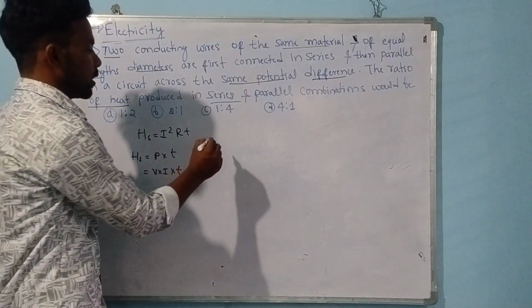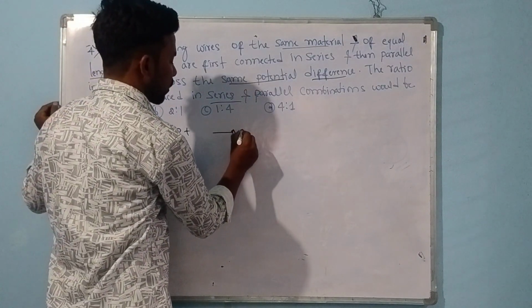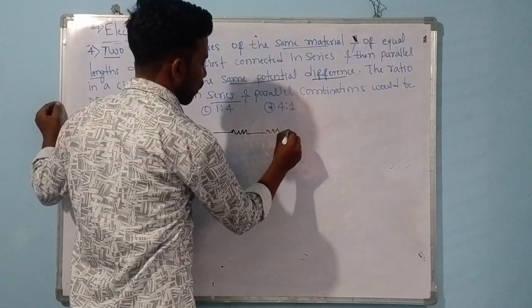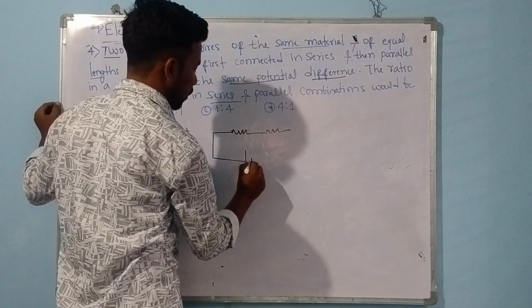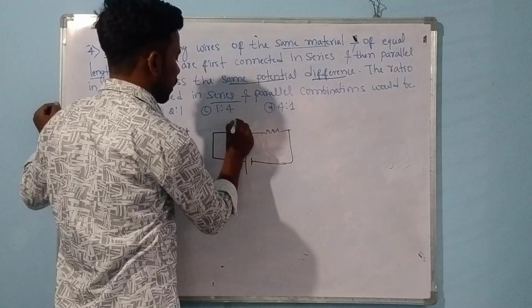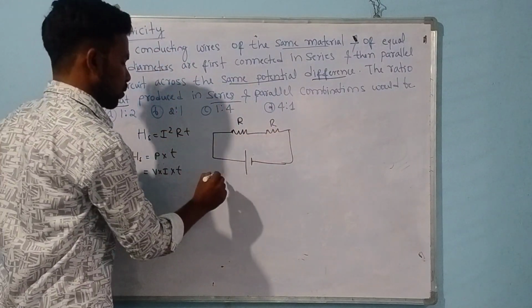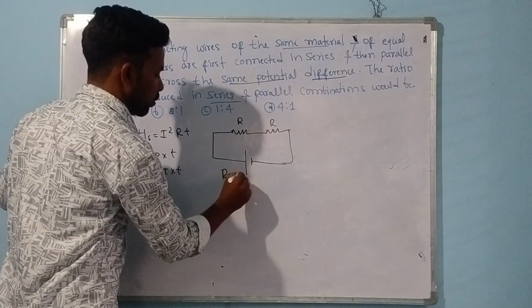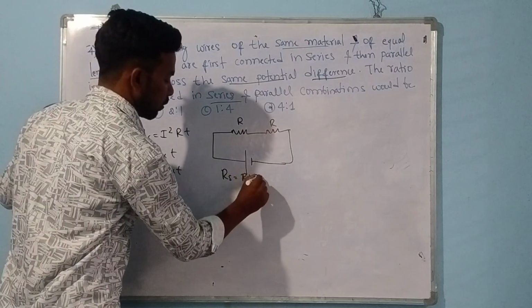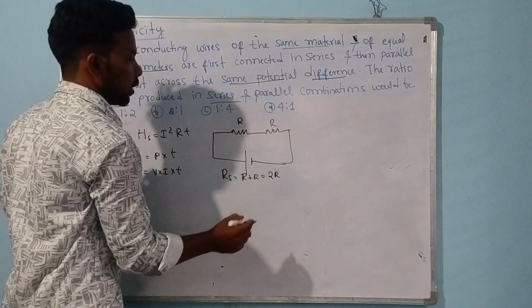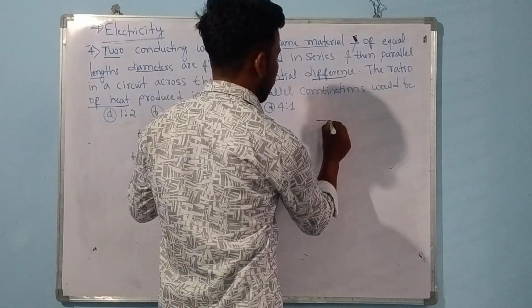So the first condition is series connection. In series, R equivalent is equal to R plus R, which is 2R. The second condition is parallel connection.